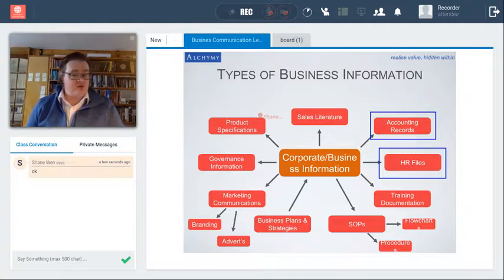Accounting records could, of course, include payments received from customers and wages paid to staff. They may include bank information related to people outside of the organization. HR files can include information on health or well-being or performance or disciplinary action. They could even include police records. So there are some elements of information that are very, very sensitive, and they are going to be the focus of today's session.